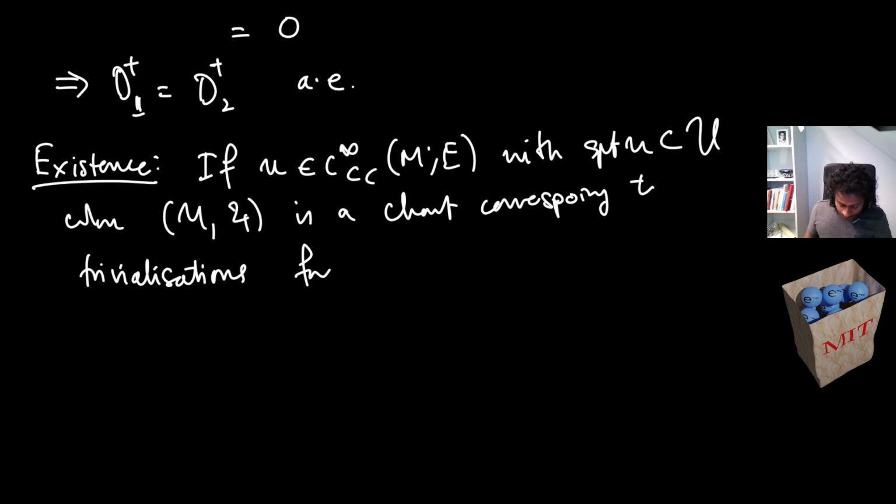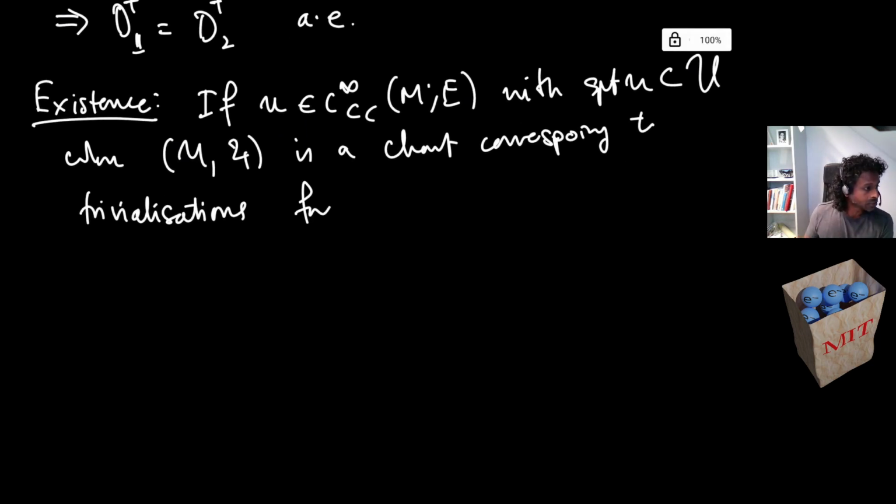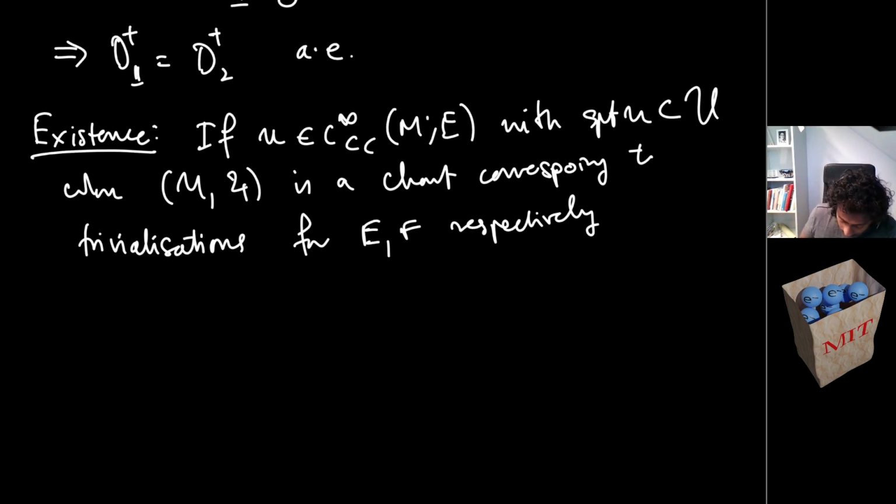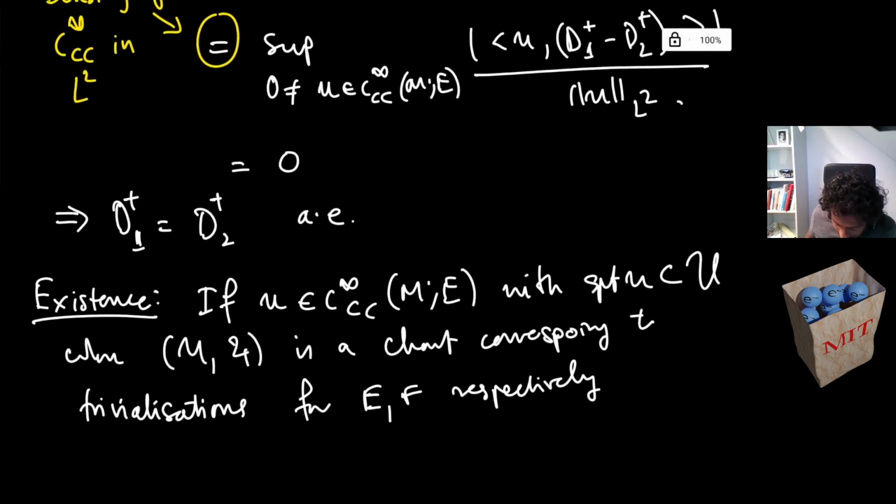Okay, so let's get back to the existence part. So for the existence part, if we have a chart corresponding to trivializations for E and F respectively, so maybe it's a good idea to fix some notation to say that. So maybe we can say that such a chart is a trivialized chart, or a chart that trivializes E, F. Well, we're done with uniqueness, that D1 and D2 are almost everywhere equal. Precisely. So for that we still have to, so the existence part will give us that.